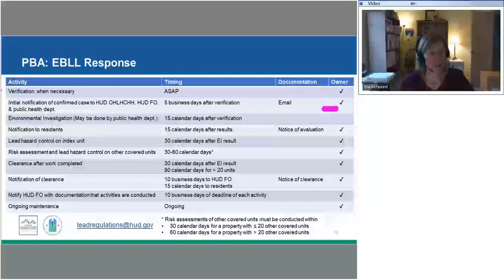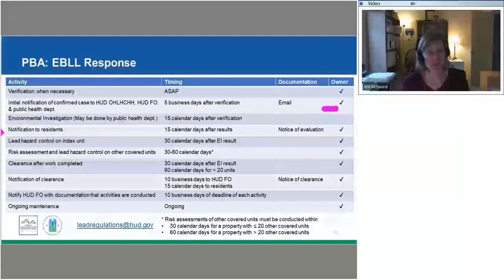After we have initial notification, we need to be doing environmental investigation. The public health department, if they have the capacity to do this, they can do the environmental investigation for the owner. If the health department is not going to do that, then a risk assessor needs to be hired and they can do the environmental investigation. That needs to be done within 15 calendar days after verification. You're going to start to see that some of the timing is business days and some of the timing is calendar days. So it's just important to pay attention to which type of day timeline needs to be followed. And this is straight out of the regulations.